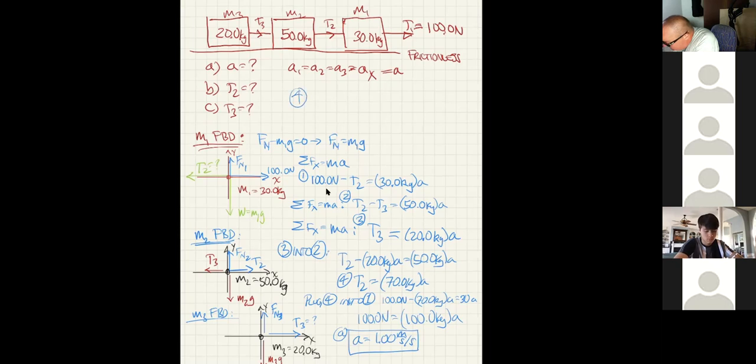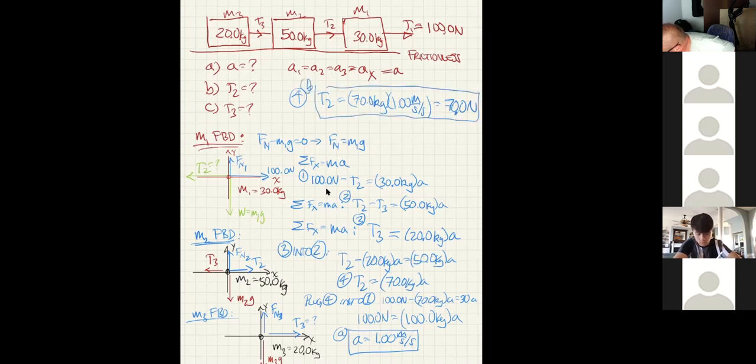Now it becomes T2 is equal to 70.0 kilograms times 1.00 meters per second every second. So we get T2 is just going to be 70.0 newtons. So that's part B. And then finally, plug this into equation 3.